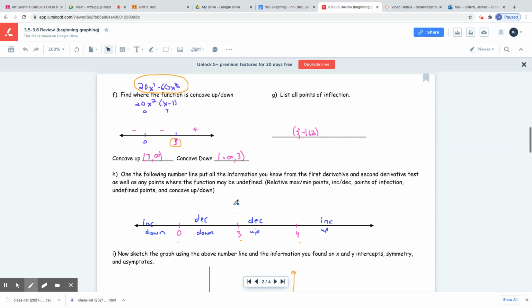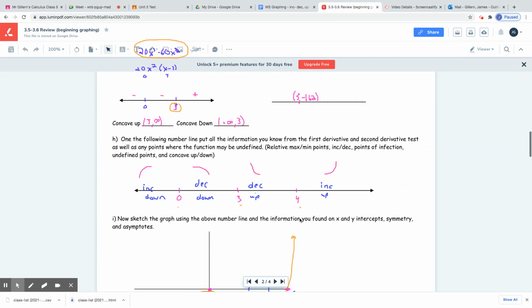Up top, we write where it's increasing and decreasing. So it was increasing less than 0, that's why I have it here, and greater than 4, that's why this is here. And then decreasing between 0 and 4. All right? And this is going to tell us what our curves look like. Then we do the same thing for concavity. It was down less than 3, and it was up greater than 3. So this will tell us what our curves look like, right? Increasing and down, decreasing and down, decreasing and up, increasing and up.